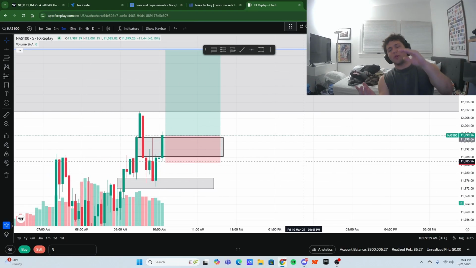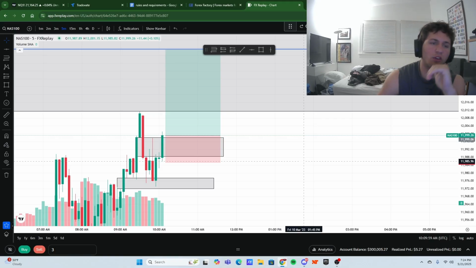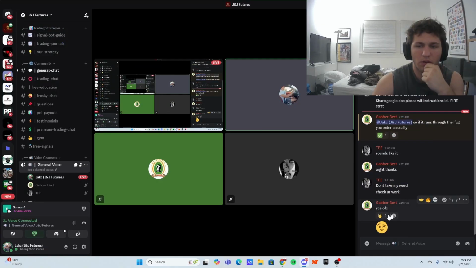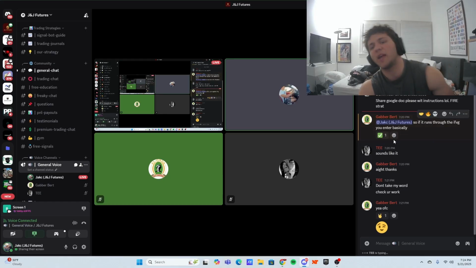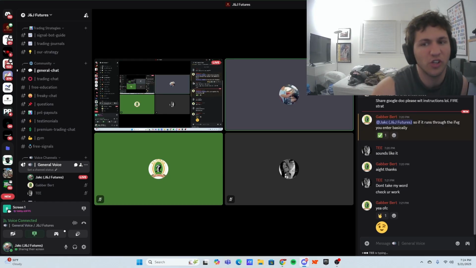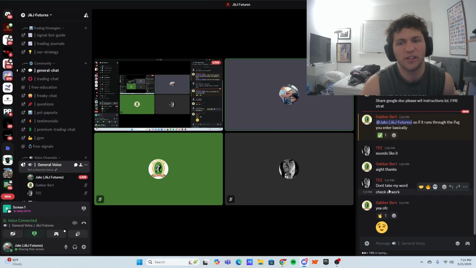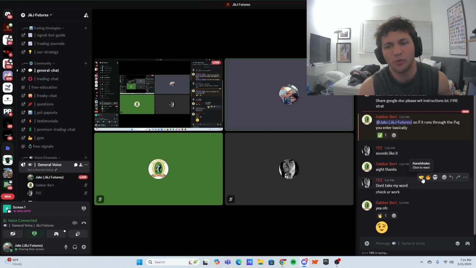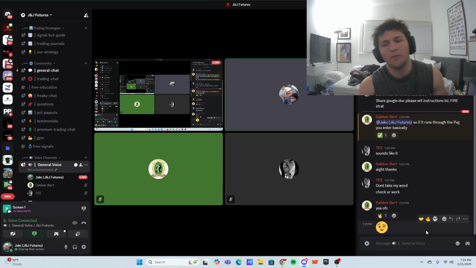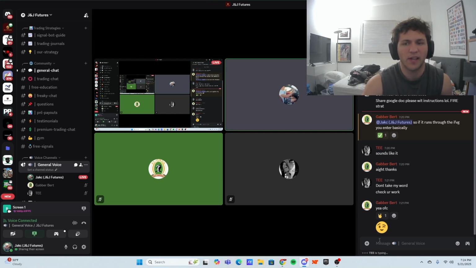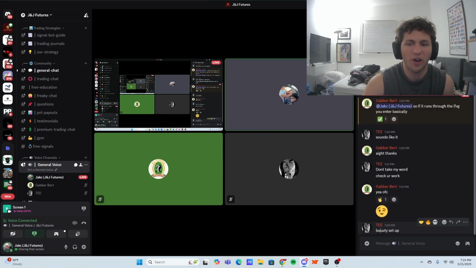Does everybody, real quick before I show this, understand the difference of why I took those two trades? So let's see here. Sounds like it. If it runs through the IFVG, you enter basically. Yeah, assuming that we have higher time frame direction, an S&T, a liquidity sweep, anything like that. I'm annoyed that this platform doesn't show S&Ts, or at least I don't know how.